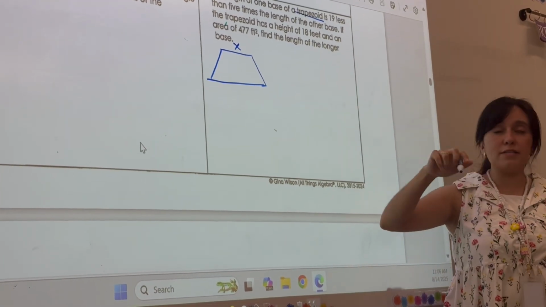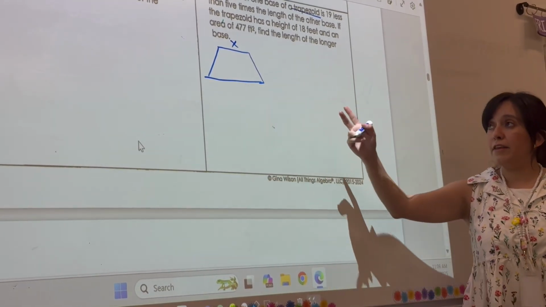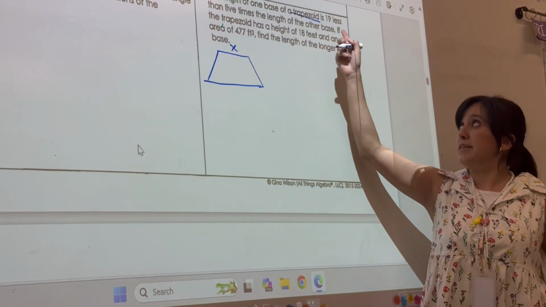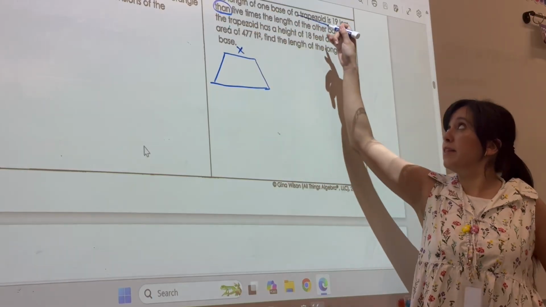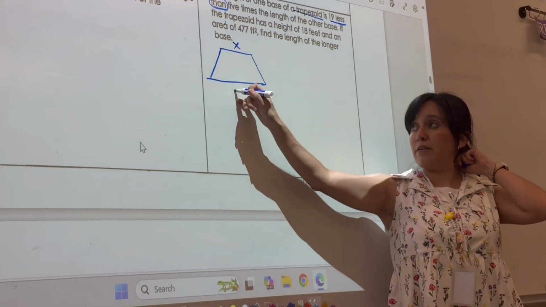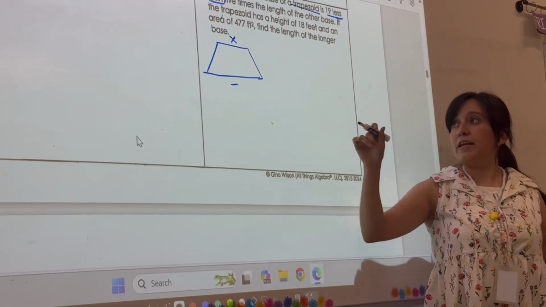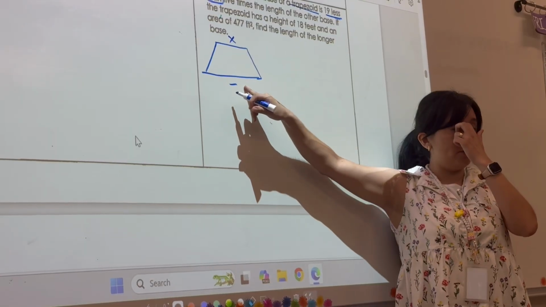So the small base is going to be x. And then the other base is going to be, with the phrase 19 less than, what did we say about less than? It's going to be minus and it's going to be flipped, right? Yes. So the 19 is going to be before or after? After.